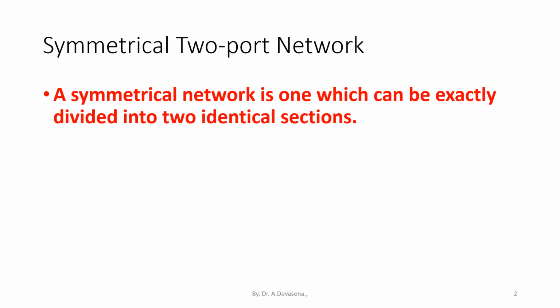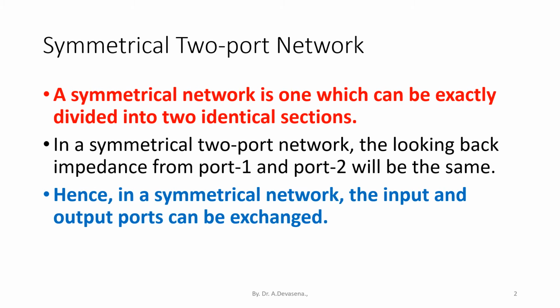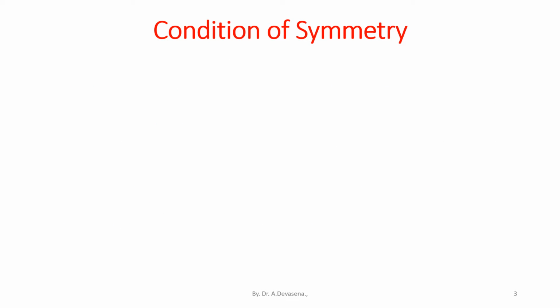A symmetrical network is one which can be exactly divided into two identical sections. In a symmetrical two-port network, the looking-back impedance from port 1 and port 2 will be the same. Hence, in a symmetrical network, the input and output ports can be exchanged. Let us discuss the condition of symmetry.